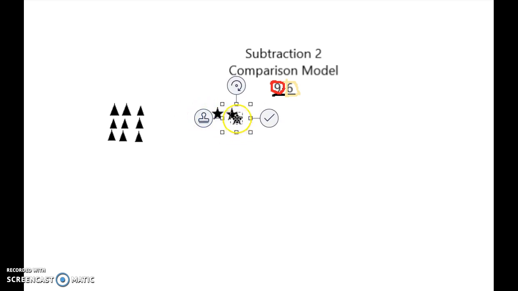There's 2, 3, 4, 5, and 6. Alright, so we have 6 all written down, right? Alright, now, the next step to this is we are going to cross out the corresponding shapes. Now, what that means is we are going to put a big old red line across the shape.